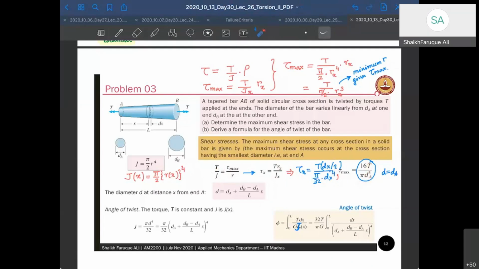Okay. Diameter at any distance x is given by this formula. So you can put that formula back here and find the solution. I find the stress at any location that you want.